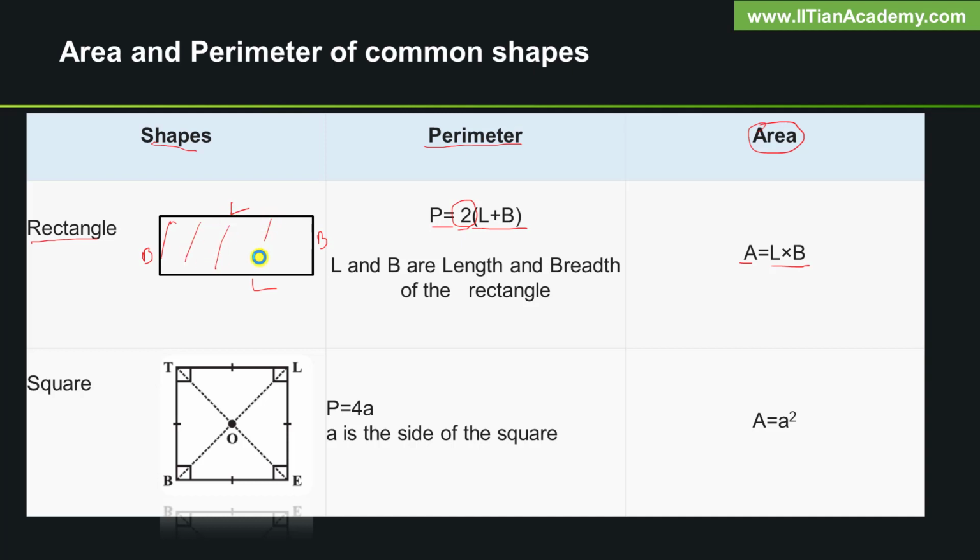Now, look at square. In a square, we know that all 4 sides are equal, and also a square is a rectangle with length and breadth equal. Hence, putting length and breadth equal, we get perimeter is 4 times the side of the square and area is a square, as a into a is a square, where a is the side of the square.